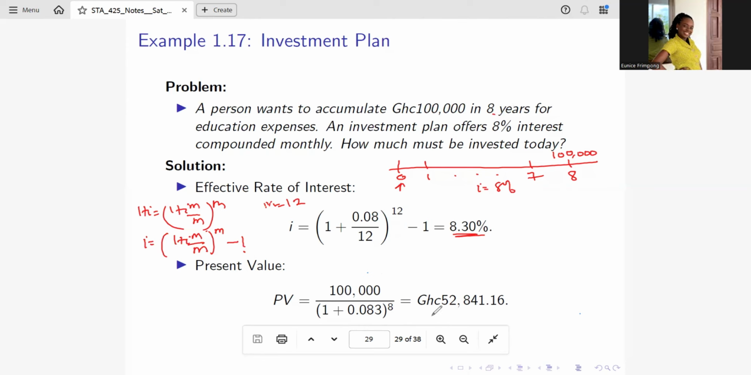So he must put in 52,841.16 today in order to earn 100,000 at the end of 8 years, given that the interest rate is what has been provided.